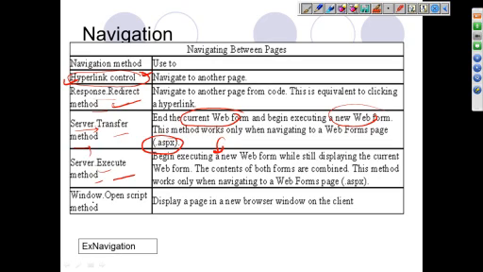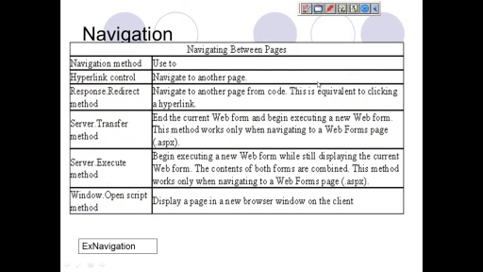Now window.open is another method, but this is a JavaScript method. With window.open you can also pass a URL and it goes to that URL, or basically opens that window, but it is a JavaScript method. So let's see all these methods and the difference between them.